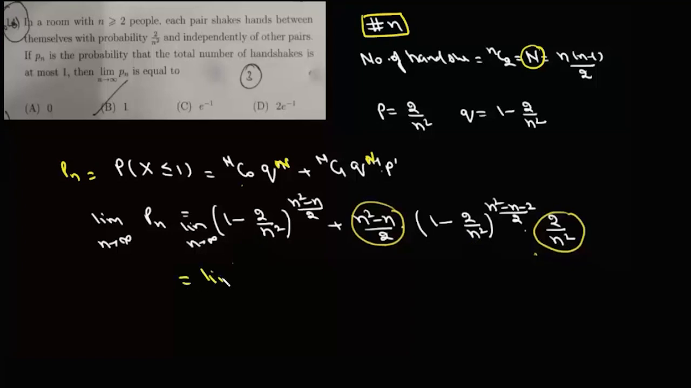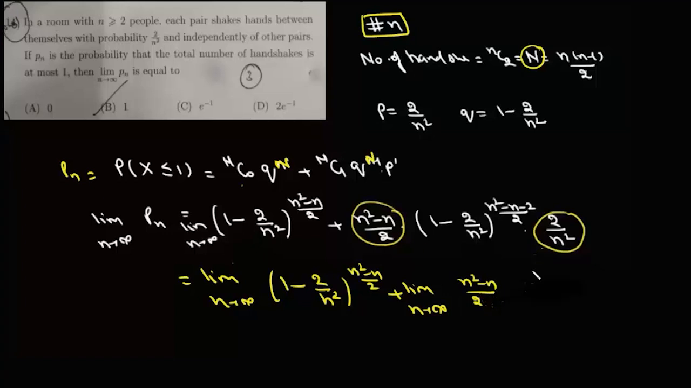Now this is the limit as n tends to infinity of (1 minus 2 upon n square) to the power (n square minus n) by 2, plus this limit as n tends to infinity. Now we'll take these two together. So there will be (n square minus n) upon 2, multiplied with 2 upon n square, and then we have (1 minus 2 upon n square) to the power ((n square minus n minus 2) upon 2). Now this is a 1 to the power infinity form. This also is a 1 to the power infinity form.